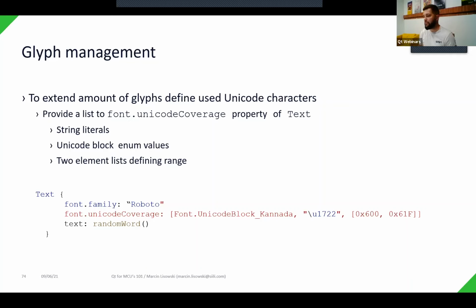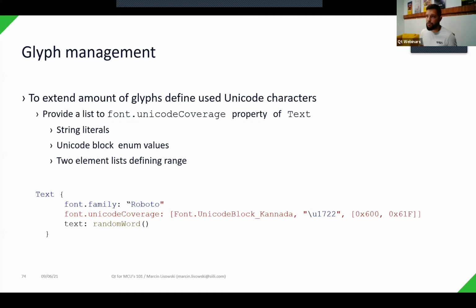For example, Canada is here. You can, of course, add some particular value, the exact value of some single glyph that you are going to include in your app. And you can provide an arbitrary range between two values in Unicode in which you would like to have the coverage included. And this is how it looks. This is an example of extending that Unicode coverage with the Unicode block for Canada, and then with one exact Unicode character and some range.